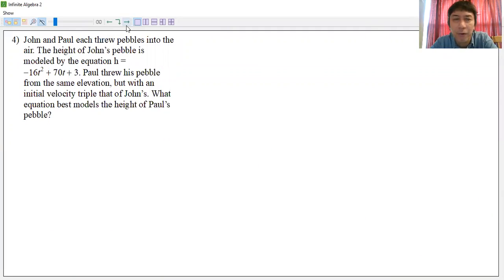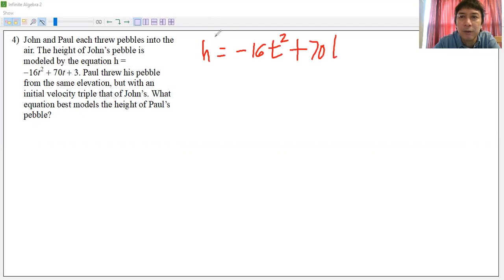Okay, here's number 4. John and Paul each threw pebbles into the air. The height of John's pebble is modeled by the equation. All right, let's write the equation of John's pebble. h is equal to negative 16t squared plus 70t plus 3.